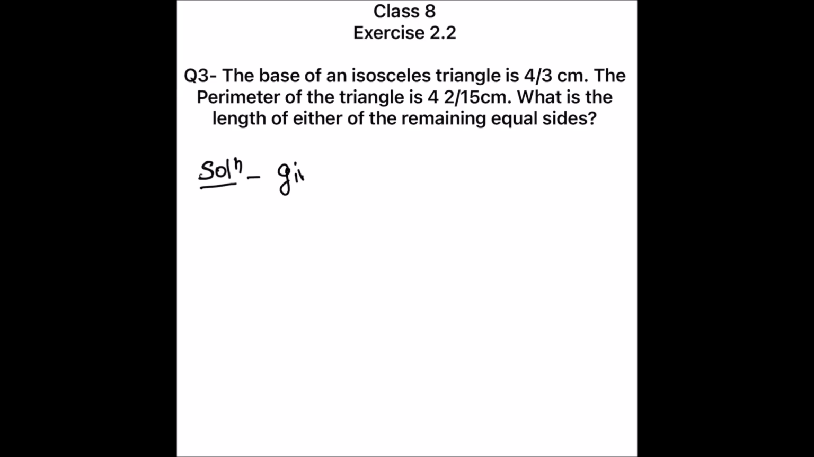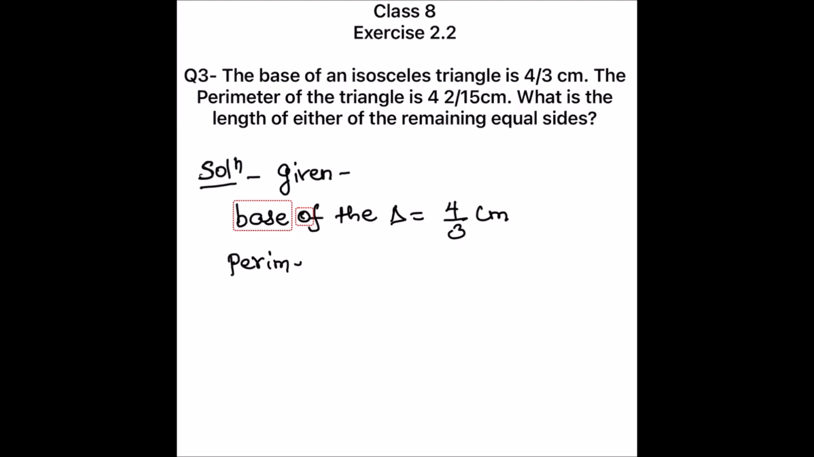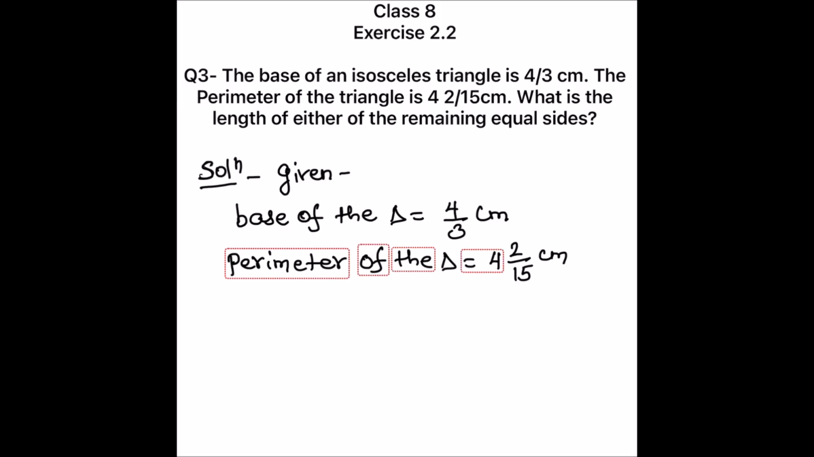So let's first write what is given in the question. Given is the base of an isosceles triangle, which is 4 upon 3 centimeters. Also perimeter is given as 4 whole 2 by 15 centimeters. This is a mixed fraction. Let's convert it into improper fraction.